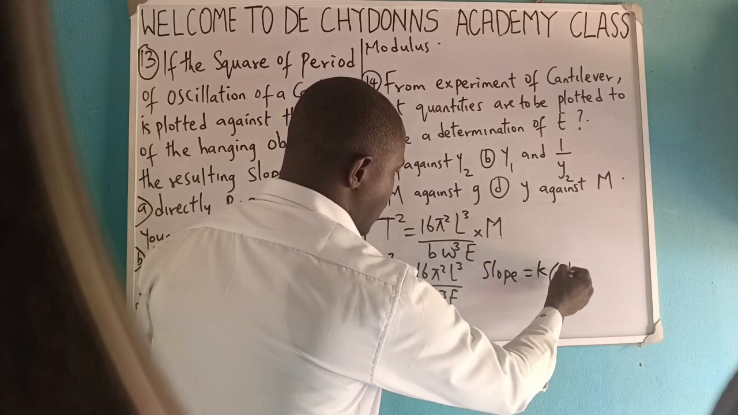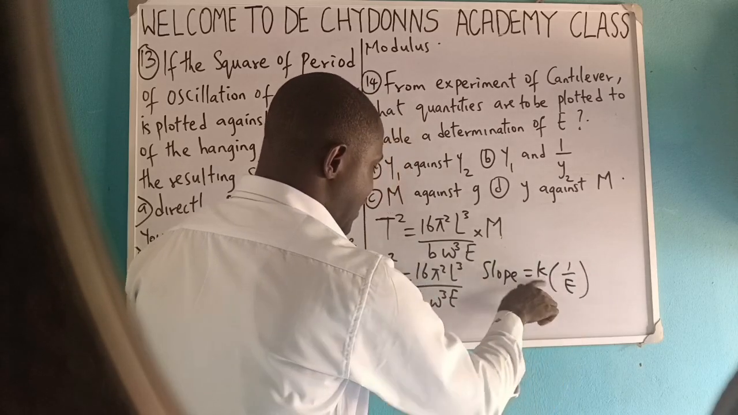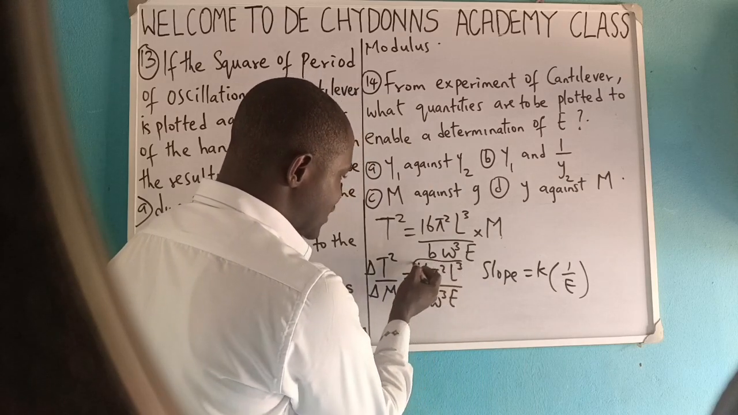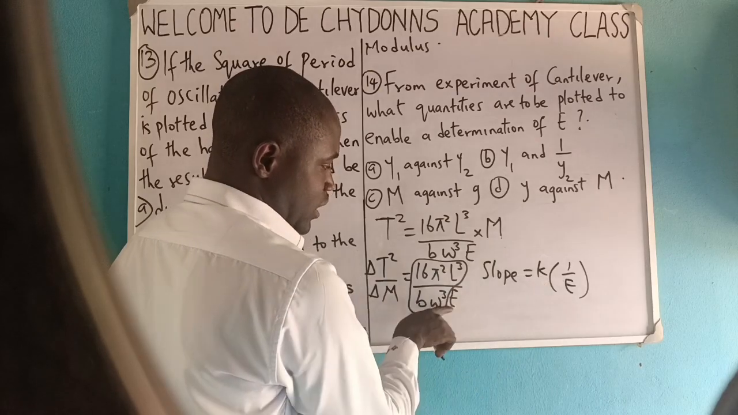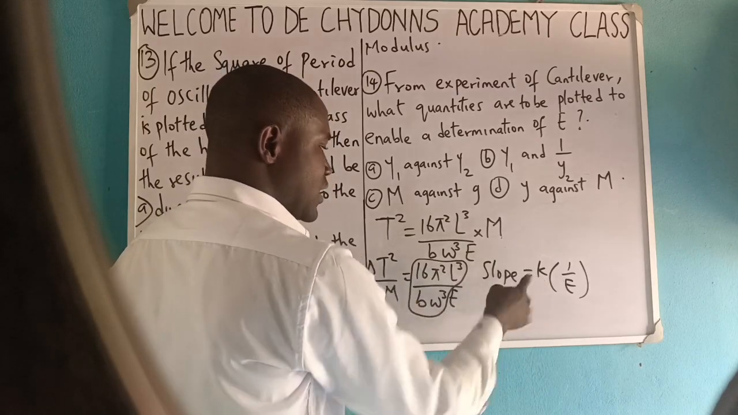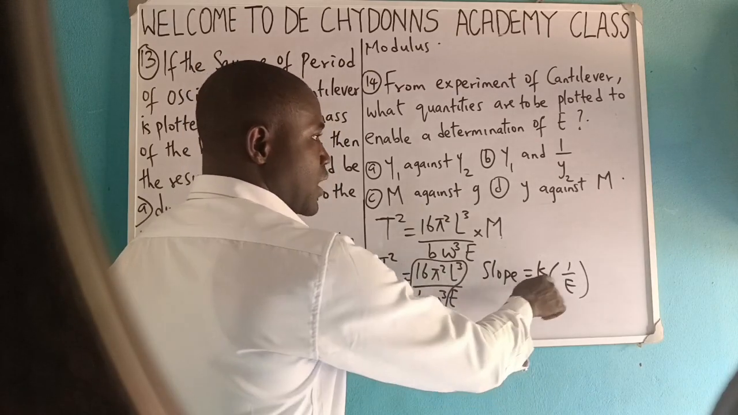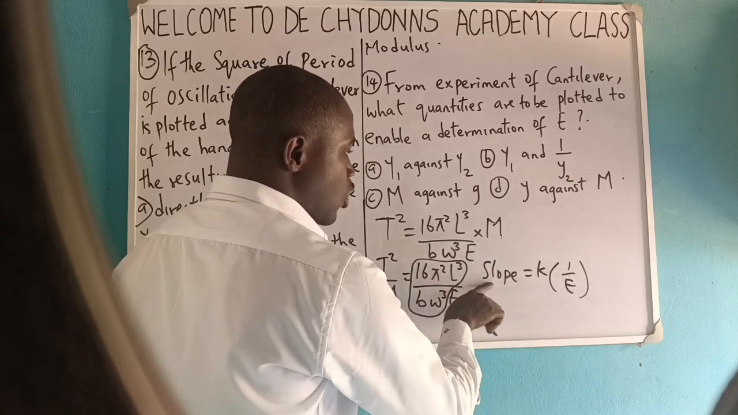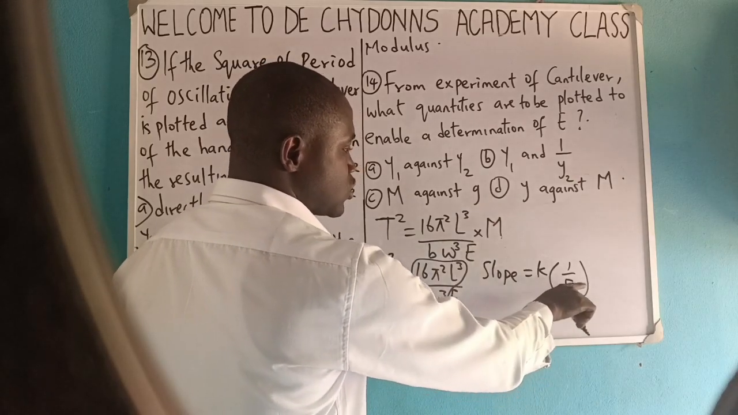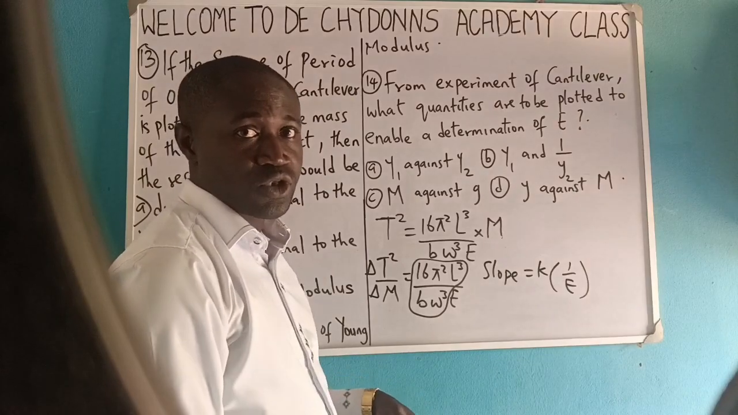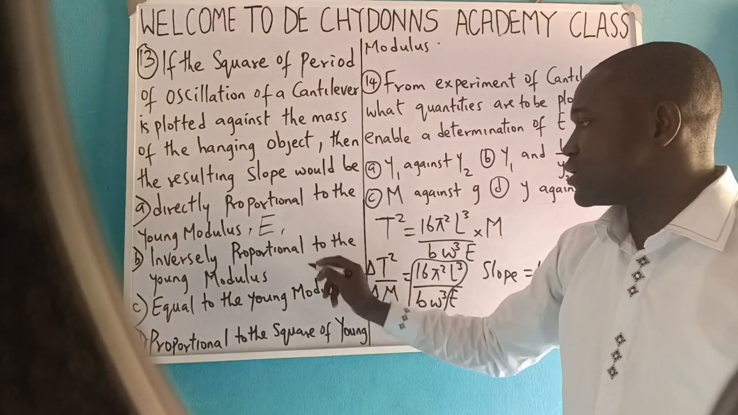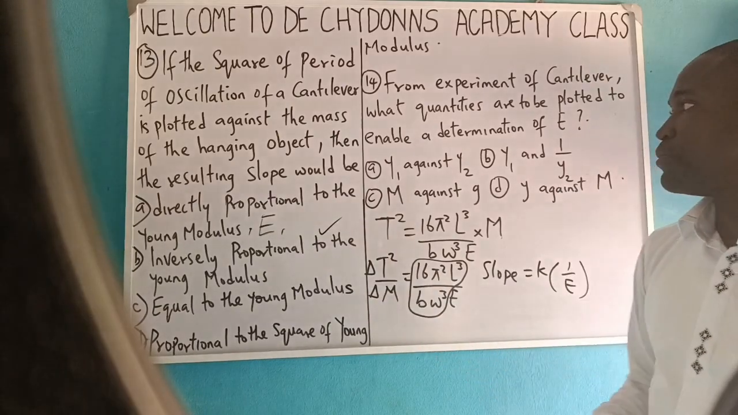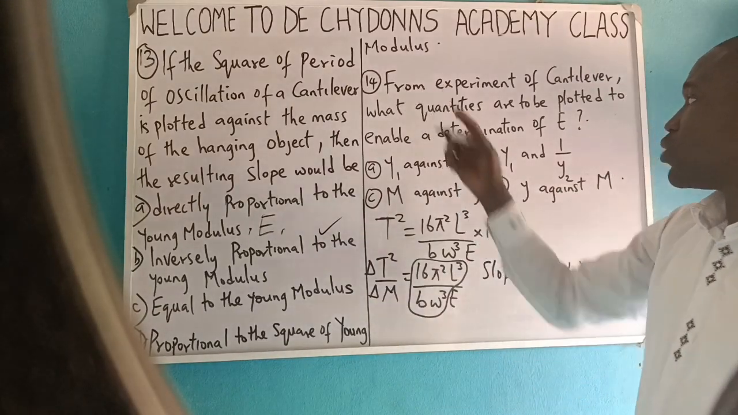K bracket 1 over E, where K means every other thing that is not E. So K is constant. So the slope is inversely proportional to what? The Young modulus, so to speak. So we'll be taking the option to be this, option B. We go to question 14.